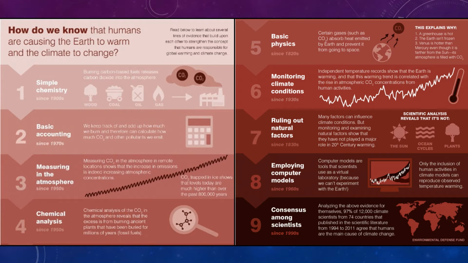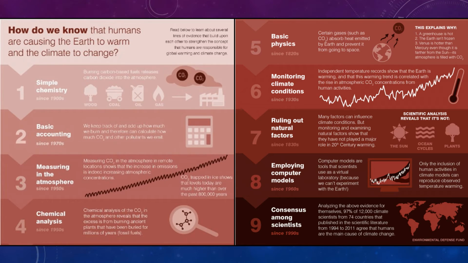Number 4, chemical analysis. Chemical analysis of the carbon dioxide that we find in the atmosphere reveals that the excess is from burning ancient plants that have been buried for millions of years. In other words, from burning fossil fuels. Number 5, basic physics. We learned about the greenhouse effect. So certain gases, such as carbon dioxide, absorb heat emitted by the Earth and prevent it from leaving into space. So this explains why, of course, a greenhouse is hot, why the Earth isn't frozen, and for example, why Venus is hotter than Mercury even though it's further away from the sun.